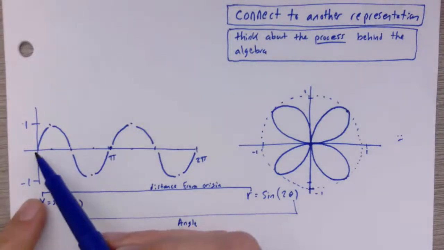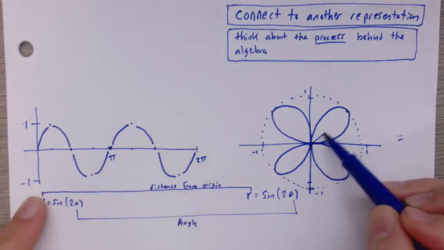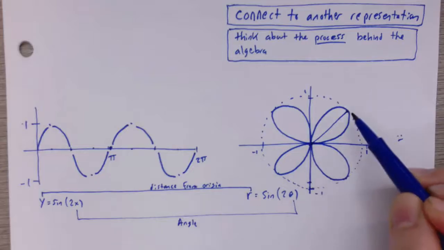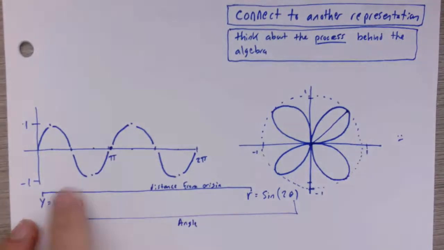Over here, it's familiar that the range of sine goes from -1 to 1, and here you're noticing, aha, this distance is 1. So the furthest point of all of the petals is a distance of 1, and it's not an accident. It's because it's coming from the sine function over here.